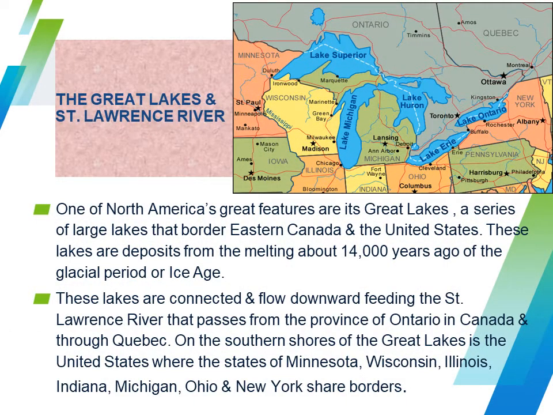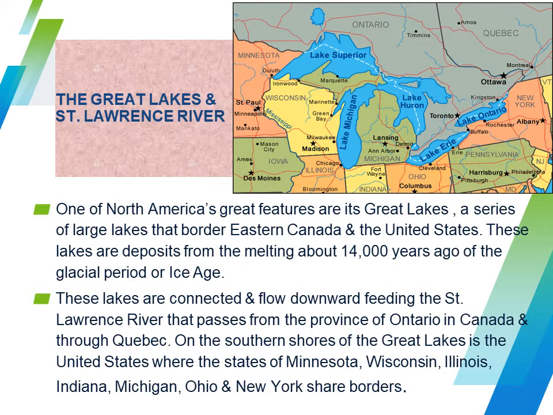The Great Lakes and the St. Lawrence River. I've put up one map over here. It becomes easy for you to look at these five Great Lakes. One of North America's great features are its Great Lakes, a series of large lakes that border eastern Canada and the United States. These lakes are deposits from the melting, about 14,000 years ago, of the glacial period or the ice age. So where did they get the water? They got the water from the melting glaciers.